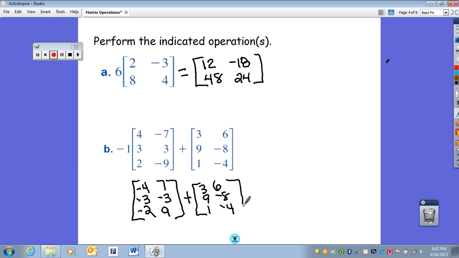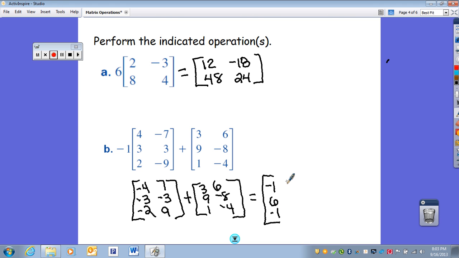And remember, when we add the two together, our resulting matrix will be the same size, and we add the same positions. So we're going to add negative 4 plus 3, which is in the upper left-hand corner, and that will be negative 1. Going down the column, we have negative 3 and 9. When we add those together, we have a sum of 6, and negative 2 plus 1 would be negative 1.